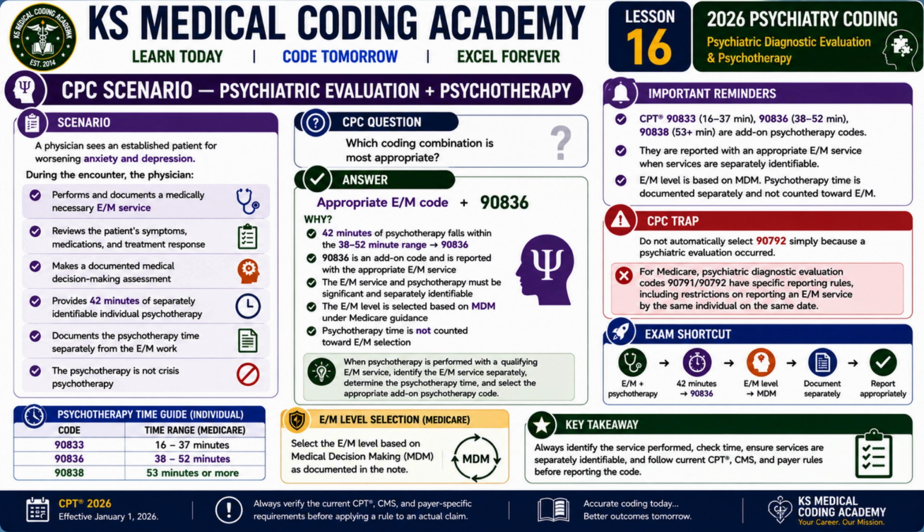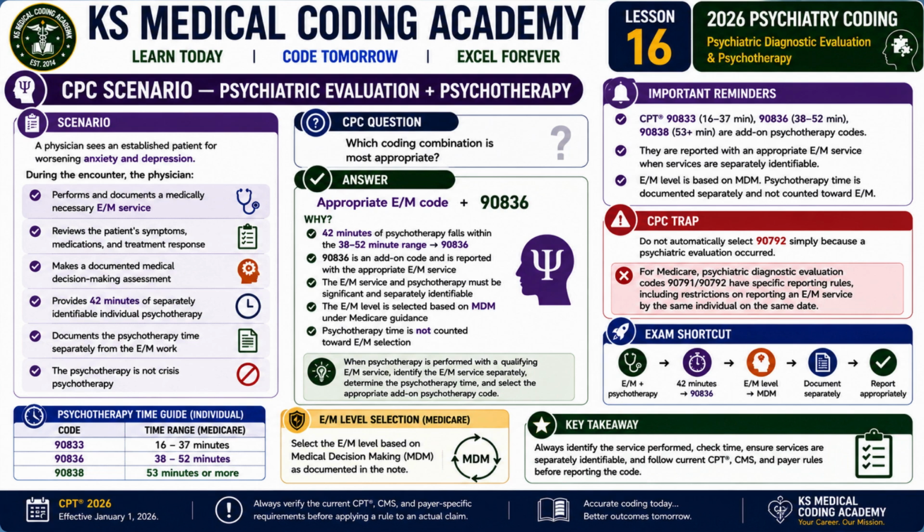Let's apply what we have learned to a CPC-style psychiatry scenario. An established patient presents with worsening anxiety and depression. During the encounter, the physician performs and documents a medically necessary E/M service and also provides 42 minutes of separately identifiable individual psychotherapy. The physician documents the psychotherapy time separately, and this is not a crisis service. Now, which coding combination is appropriate?